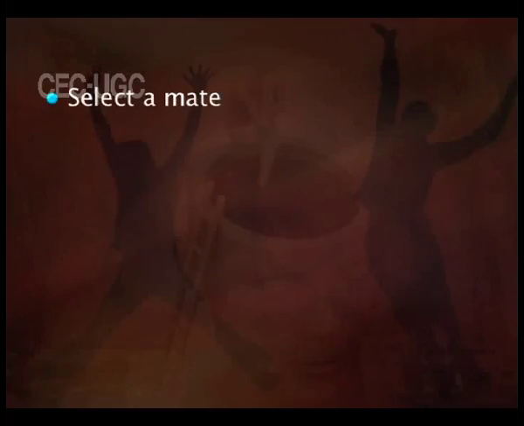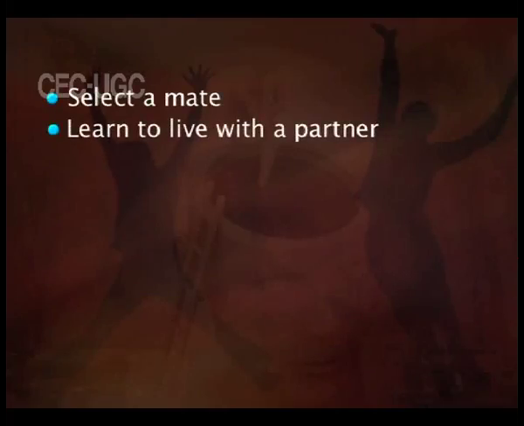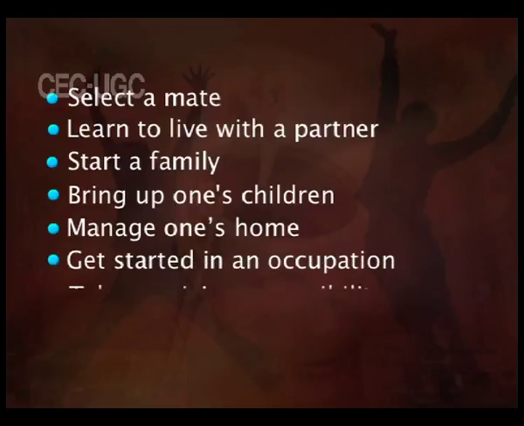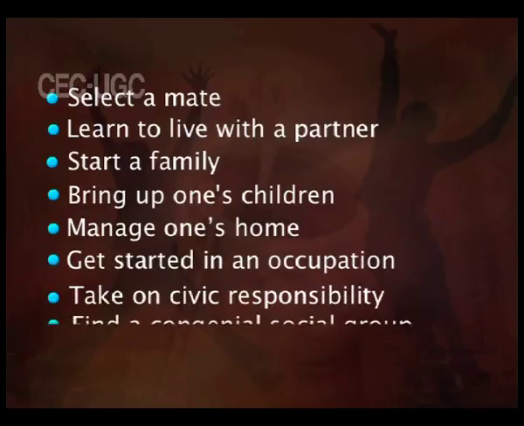Early adulthood is the stage lasting between 18 and 30 years. Here, the young adult must select a mate, learn to live with a partner, start a family, bring up one's children, manage one's home, get started in an occupation, take on civic responsibility, and find a congenial social group.